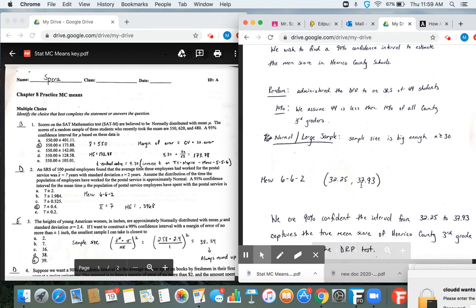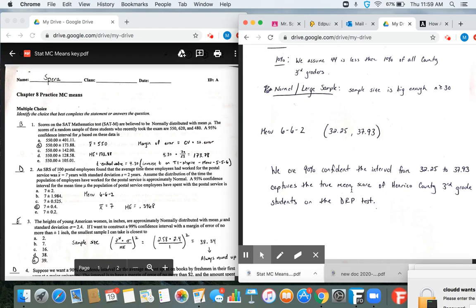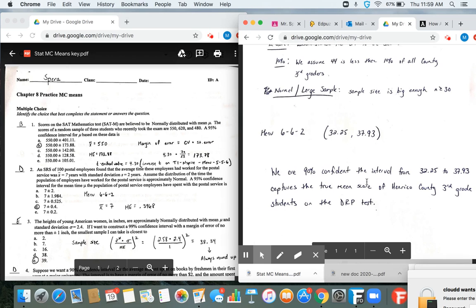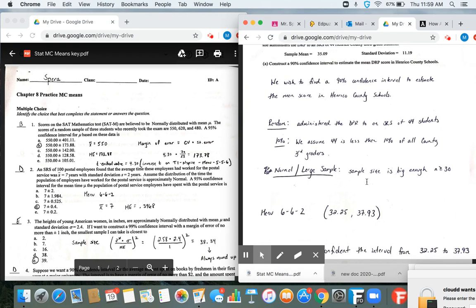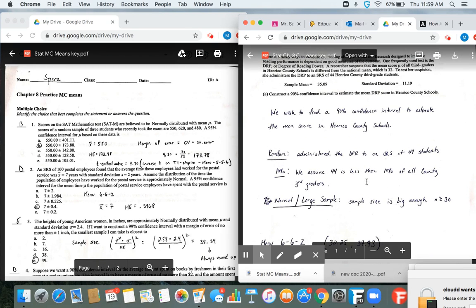your C upper, okay? And then finally, just write the sentence that you should be accustomed to writing by now, that we are 90% confident the interval from captures the true mean score of Henrico County's third grade students on this particular test. All right, so I'll ask you to do at least one question like this, maybe two, and also some multiple choice questions.